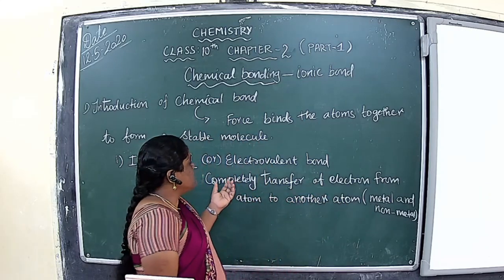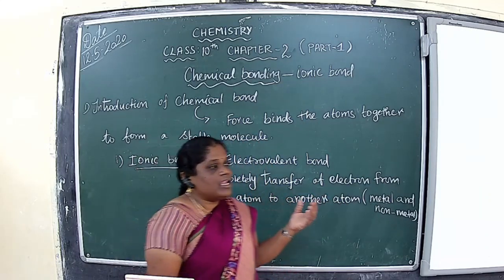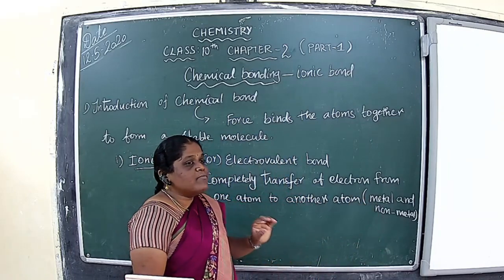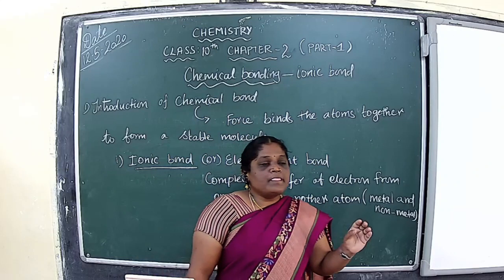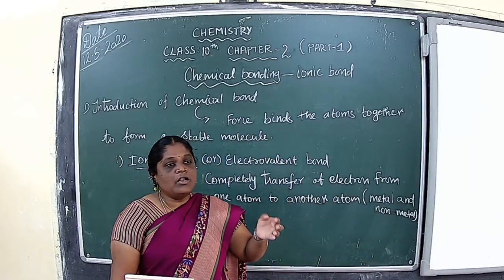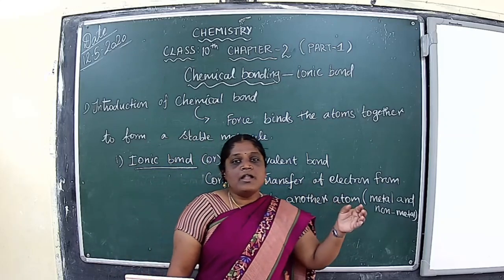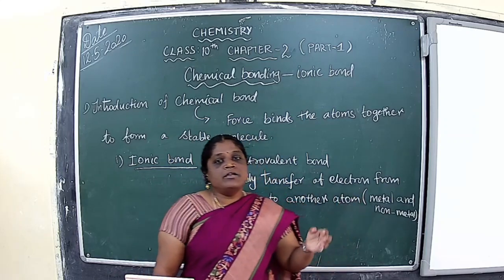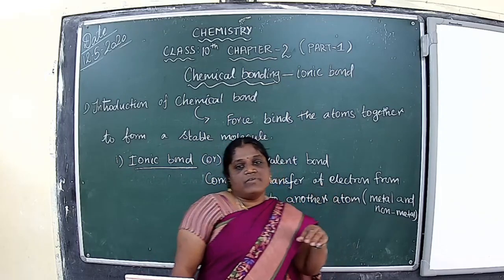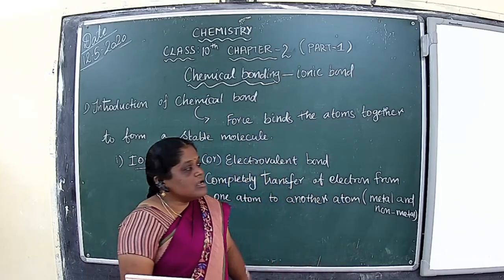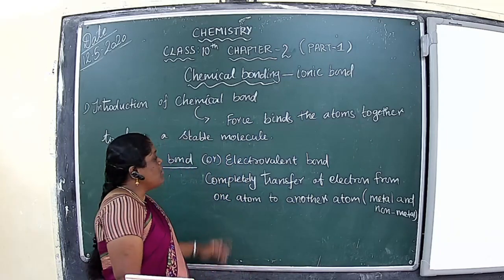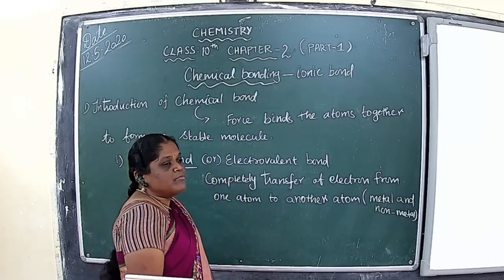Ionic bond means complete transfer of the electron from one atom to another atom. It may lose or gain the electron to form a cation and an anion to attain a stable electronic configuration. That is known as an ionic bond or electrovalent bond.